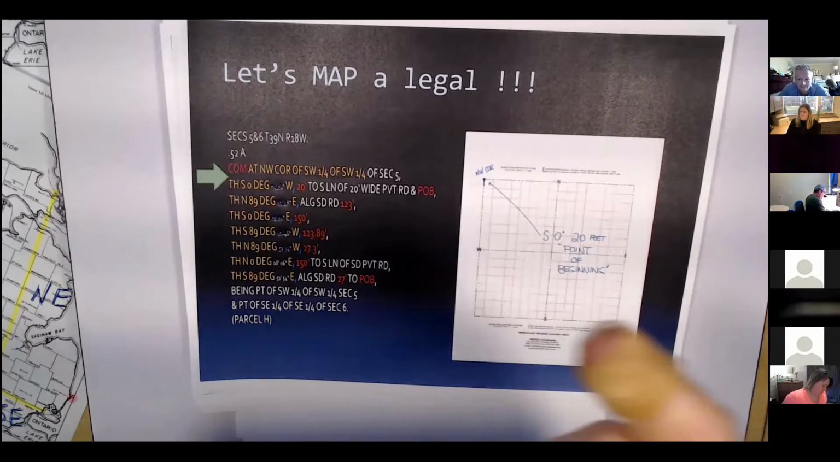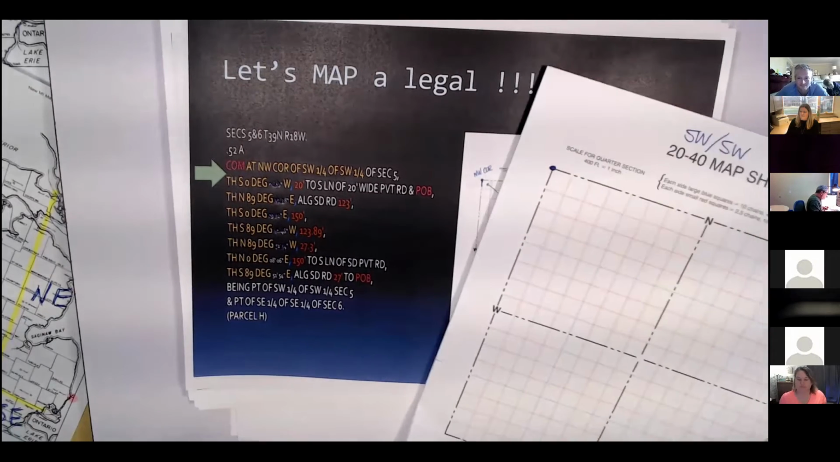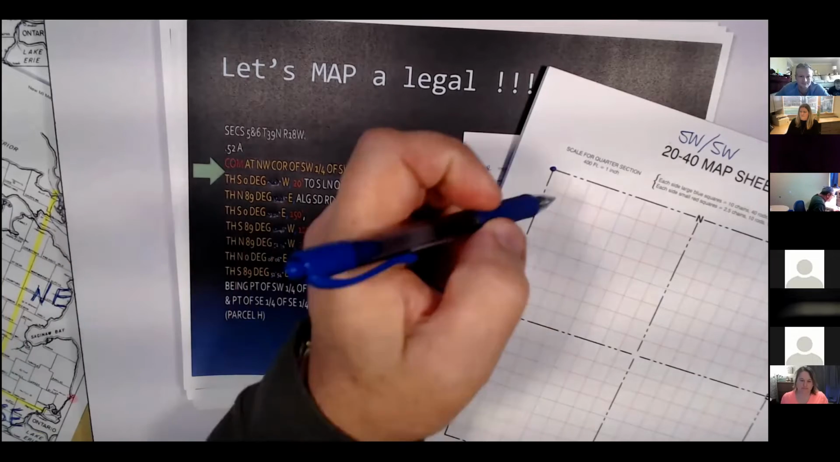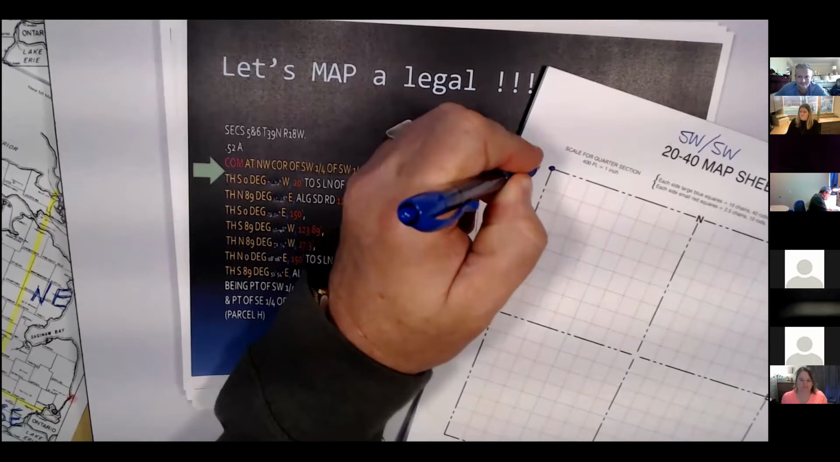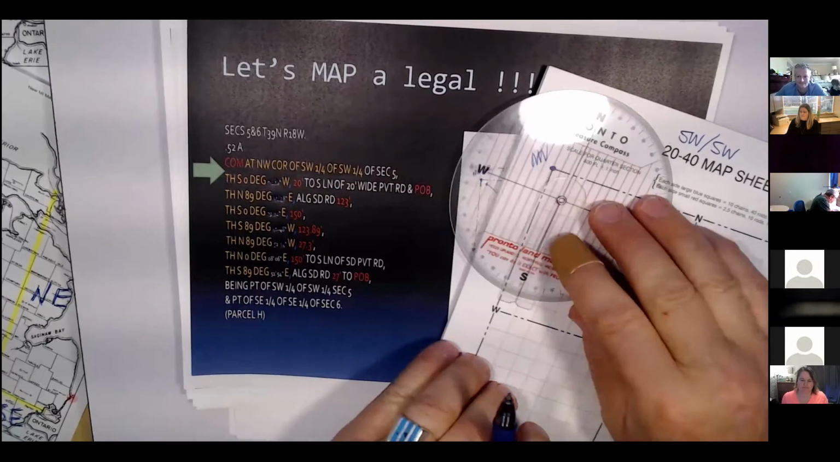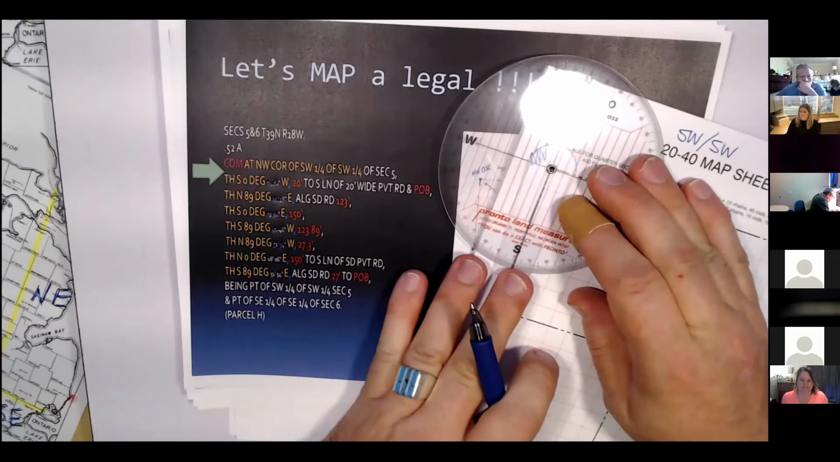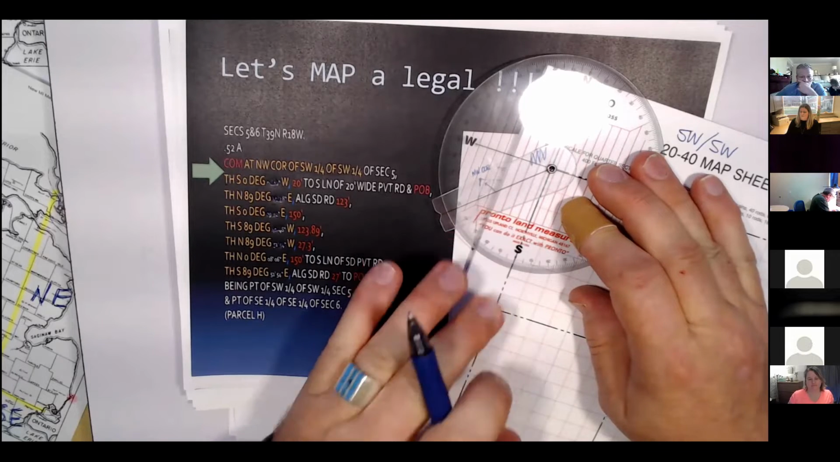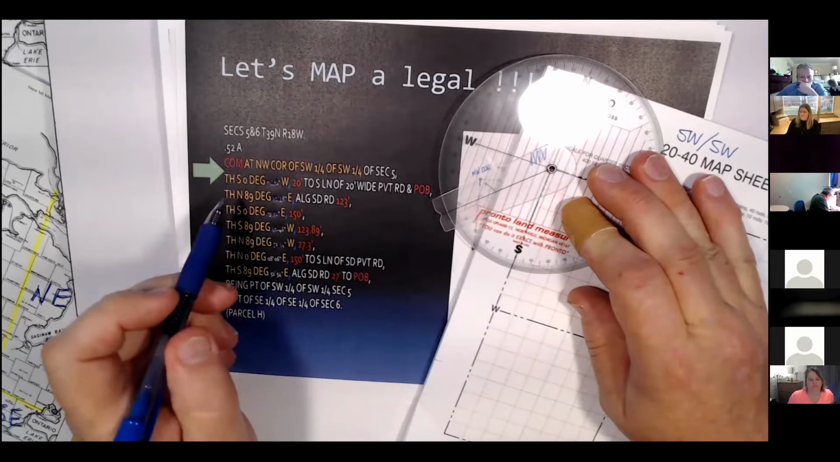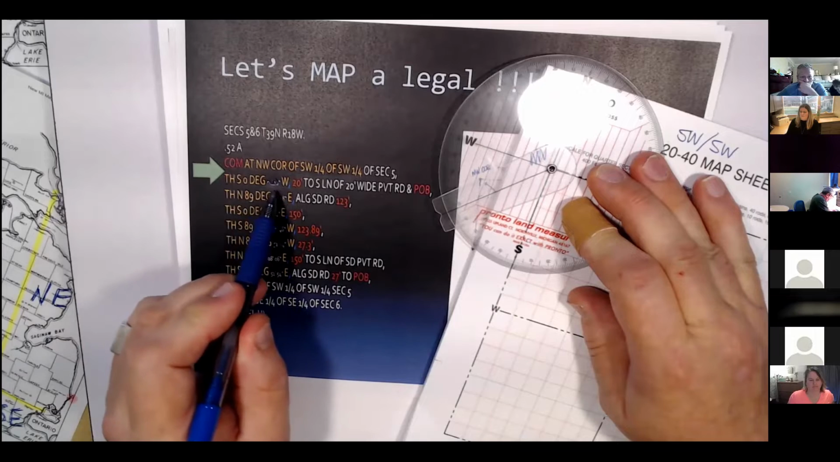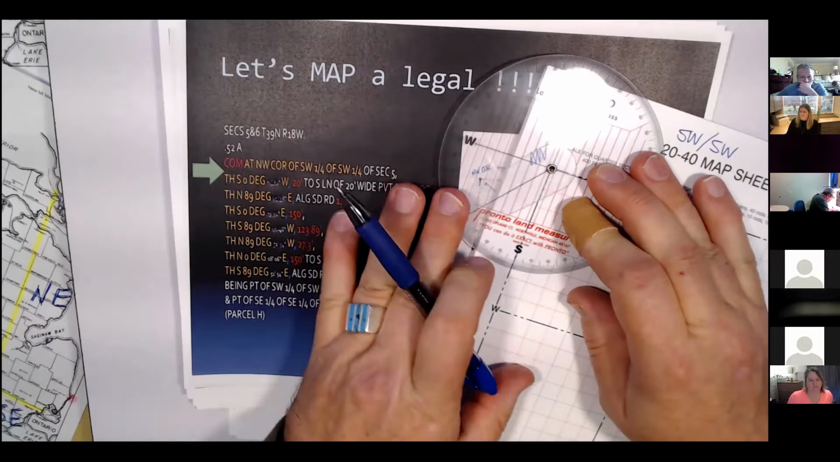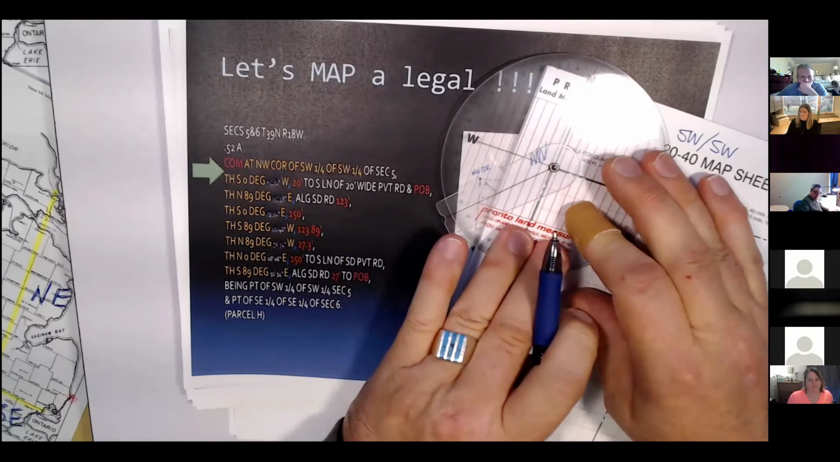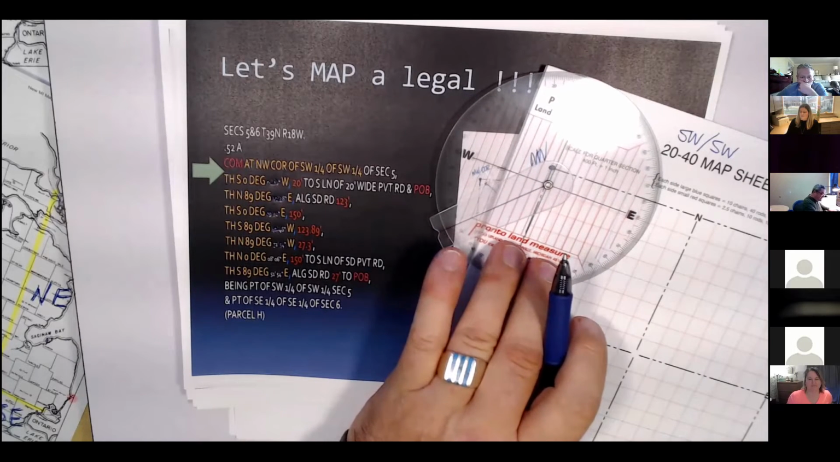So you're gonna get your mapping paper here. There's your northwest corner. You're gonna put your compass right on that. You're going to line up your 0 degree line with this edge right here. And then you're going south 0 degrees west. I mean, that's pretty much straight south. So you're going to be following that line and you're going to be going 20 feet.